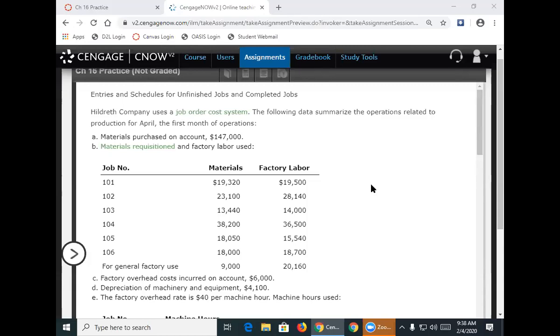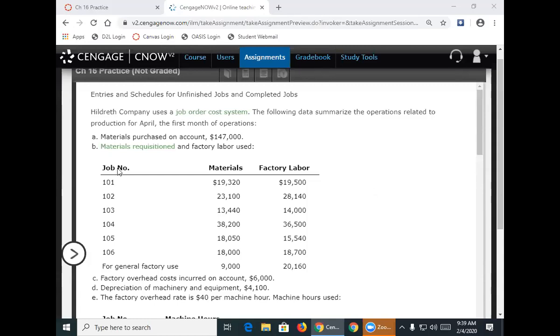Okay. So part A, it says materials purchased on account. Well, where would I put that? Materials. Good. Is it a debit or a credit? Debit. Good. So on part A, when we purchase materials on account, I'm debiting materials $147,000.